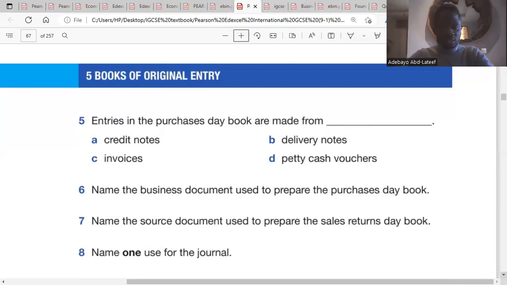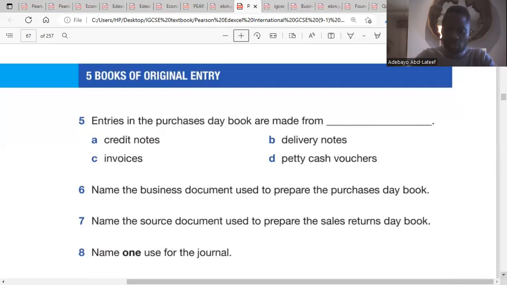Then we'll go to question 6. They said, name the business source documents used to prepare the purchases daybook. It's just the same as question 5. So it is the invoice. The source document is an invoice. Is it clear? Yes. Then we'll go to question 7.